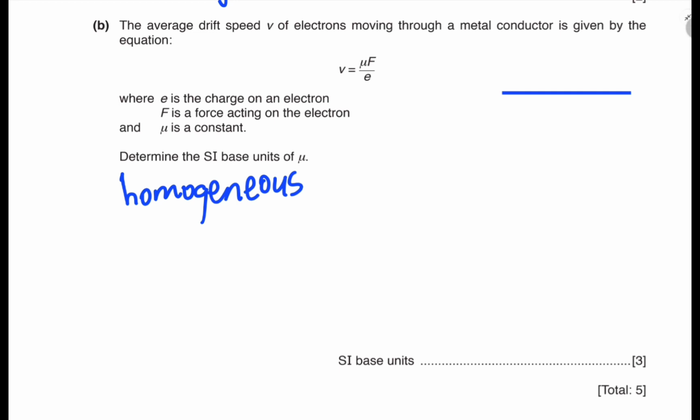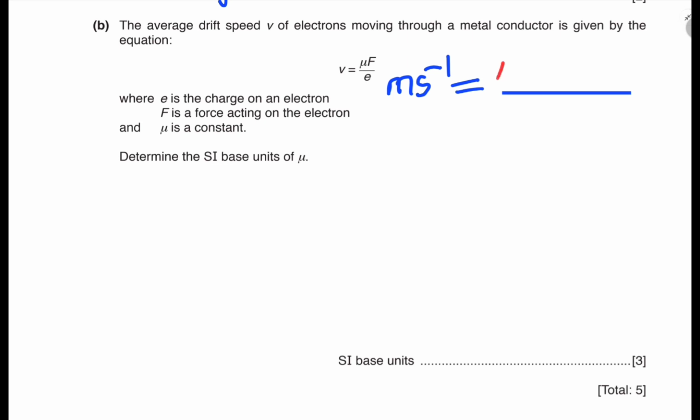So we'll start by substituting the units for each of the quantities. For v, being speed, it is measured in meters per second. Substituted is equal to, for the constant mu that we are determining the base units for, I'm going to put my mu right there. Then, of course, for the rest, I'll keep substituting the SI base units.